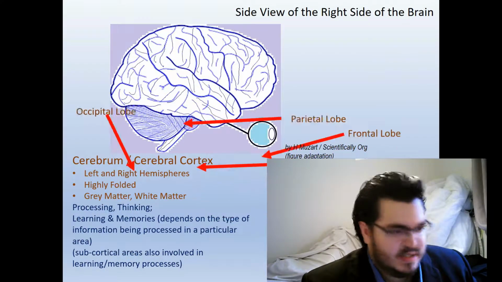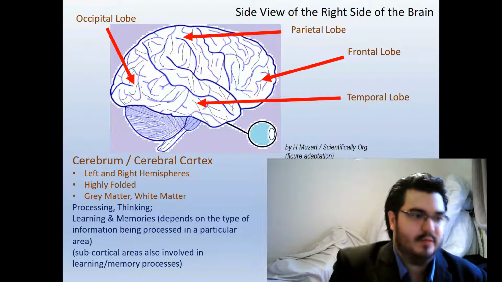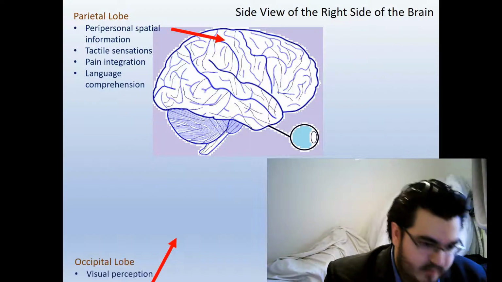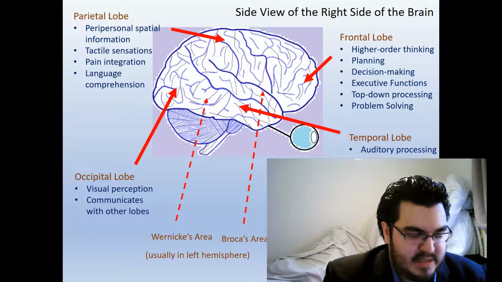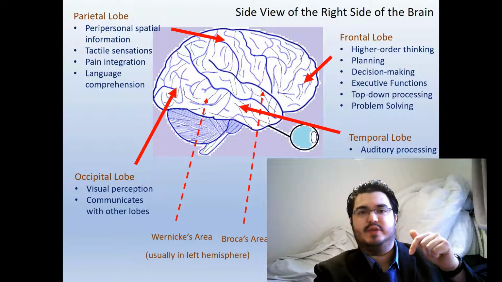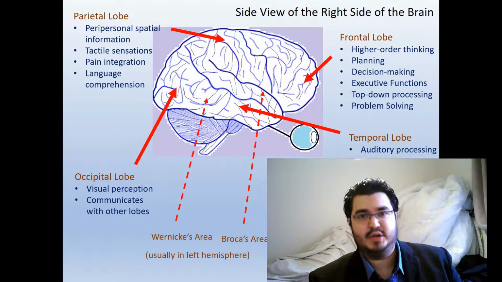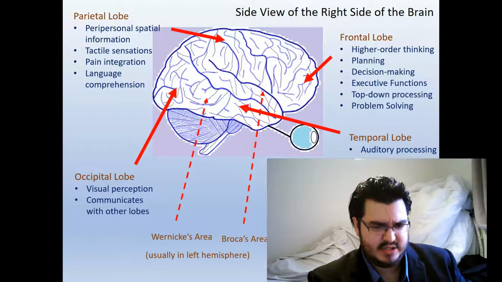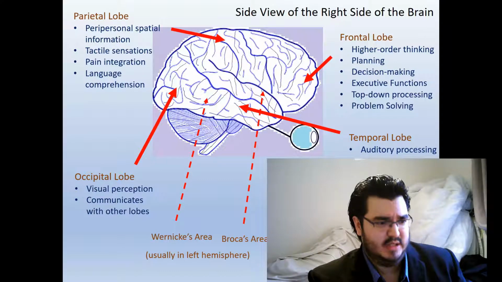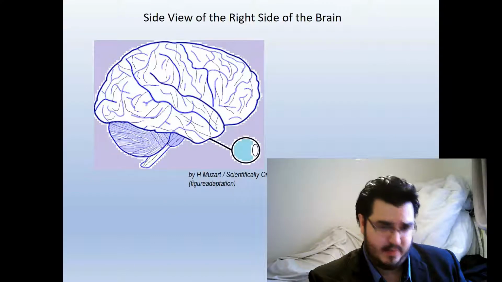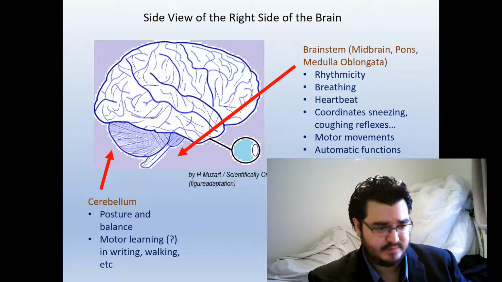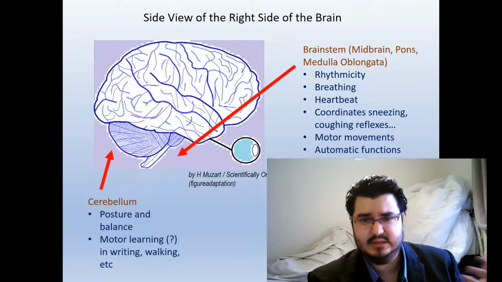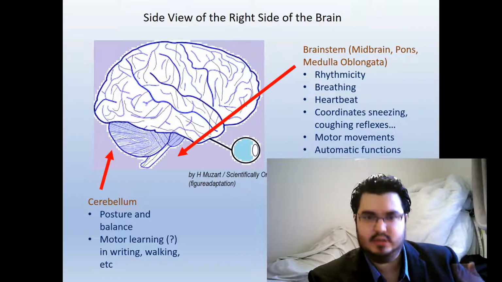So here we have the cerebrum, parietal lobe, frontal lobe, temporal lobe, occipital lobe, visual perception. Please download the PowerPoint, and then you can print that out, put it on your wall or something. I don't know, but you should know all these areas and what they're involved in. You should know cerebellum, the brainstem, cerebellum, posture, motor learning, brainstem, breathing, reflexes, control.